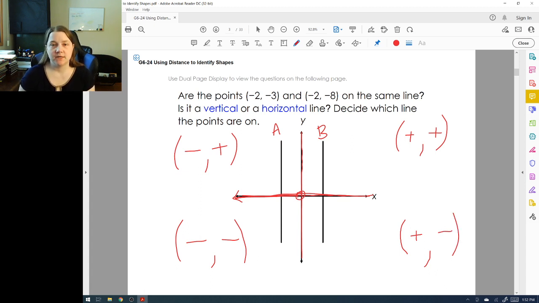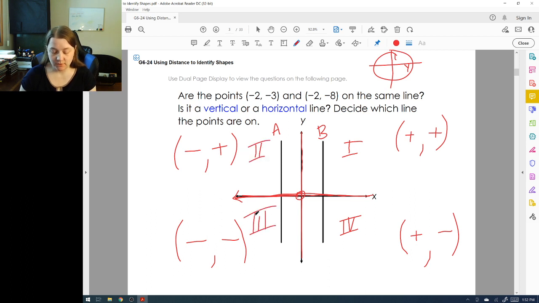These are quadrants right here, and what I like to remember about quadrants is that if you think about a clock, the number 1 and the number 4 are in the correct quadrant on a clock. So, for example, this is quadrant 1, this is quadrant 4, then it just goes in order. We have quadrant 2 over here and quadrant 3 over here. So, in order to figure out which line the points are on, I see they're both negative, which means they're both going to be either in quadrant 2 or 3, which means it's going to be on line A.